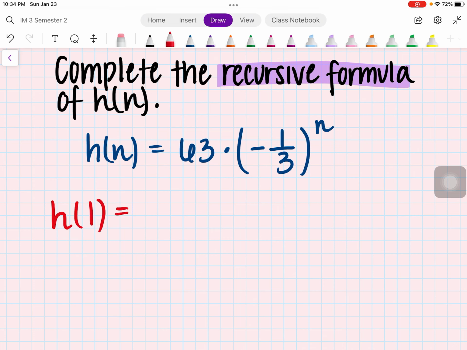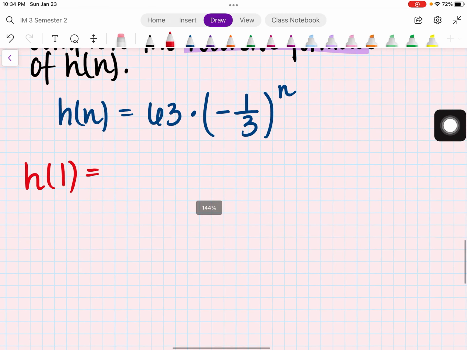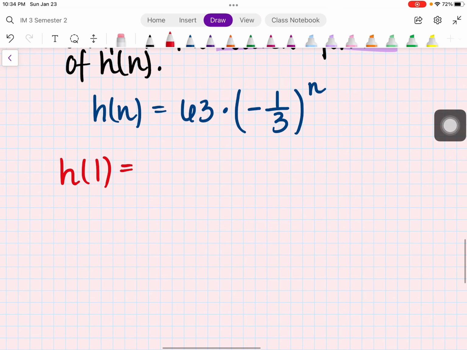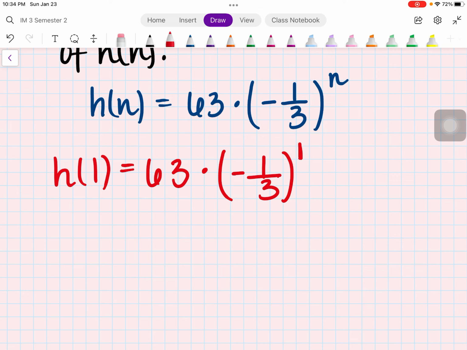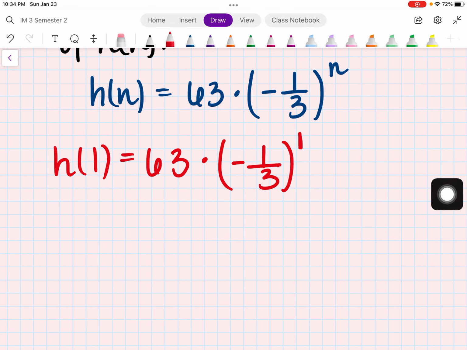In this case, guys, this is what I mentioned. If you have the exponent being just n, then this here does not represent your first term. So if I want to find my first term, I do have to substitute in a 1 for the n. So I'm going to go ahead and do 63 times negative 1/3 to the 1 power. All right, obviously negative 1/3 to the 1 power is just going to be negative 1/3. So we're actually going to end up multiplying these two.